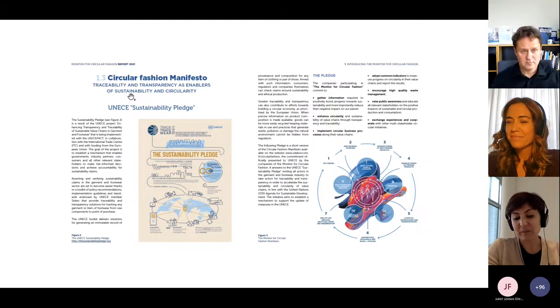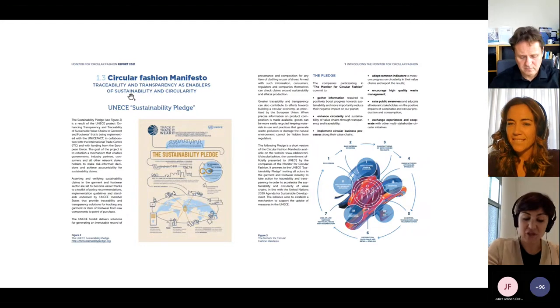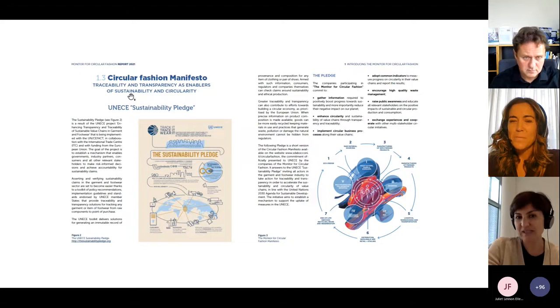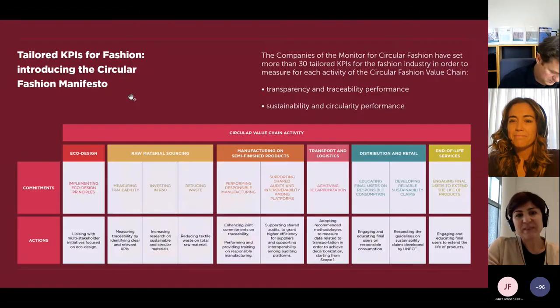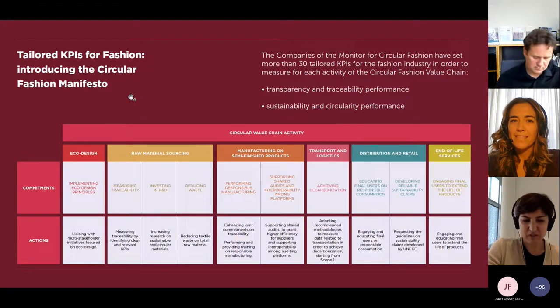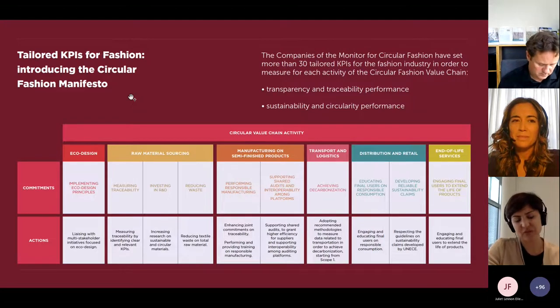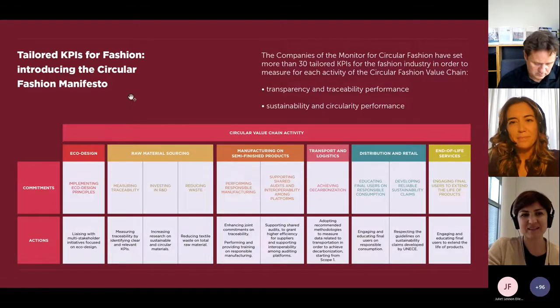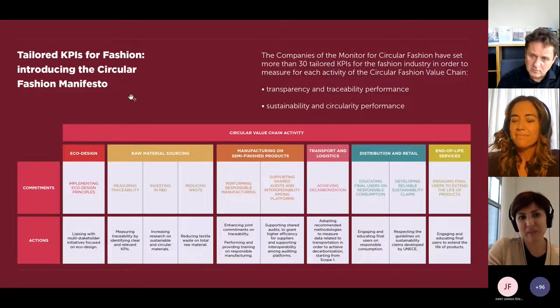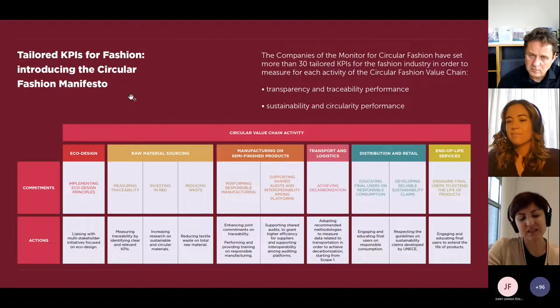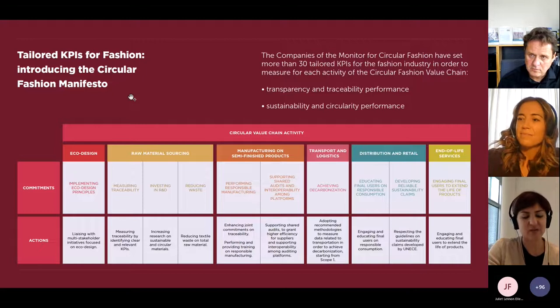They have already been committing with a pledge, as we said, and overall UNEC collected 50 pledges. So basically what we wanted to do with the Circular Fashion Manifesto is to put there some commitments for each activity of the circular fashion value chain, but also to state and actually implement concrete actions. And this is actually what the companies are doing right now.